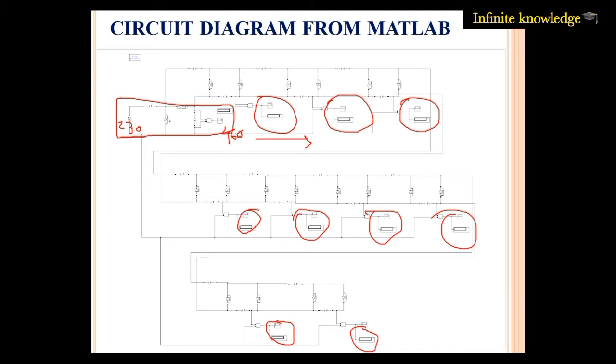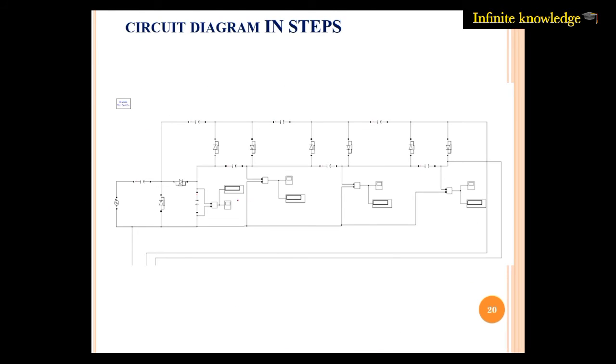But it is not possible, there are some losses. Theoretically, I have used a 10 ladder network, so I should get 230 into 10, which is 2300 volt at the output. But you cannot get this voltage. You get nearly 1.7 kV at the output. So let's understand further.